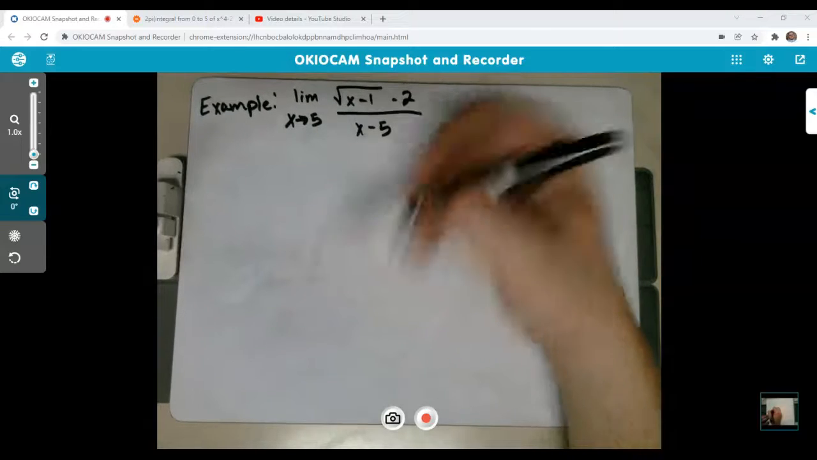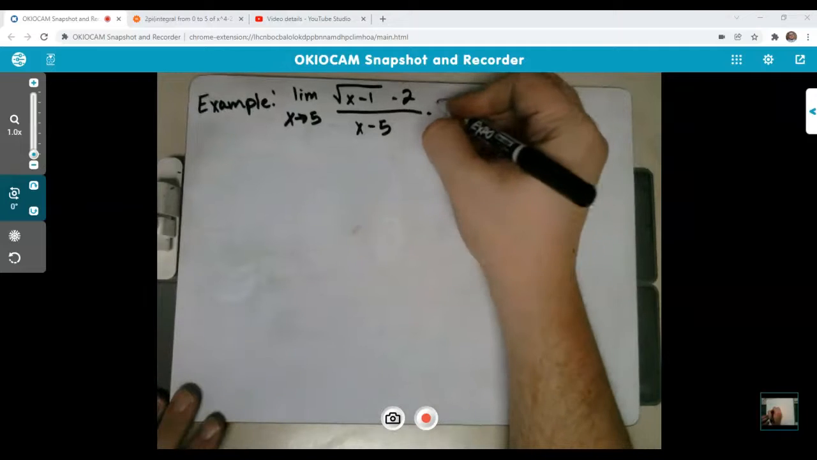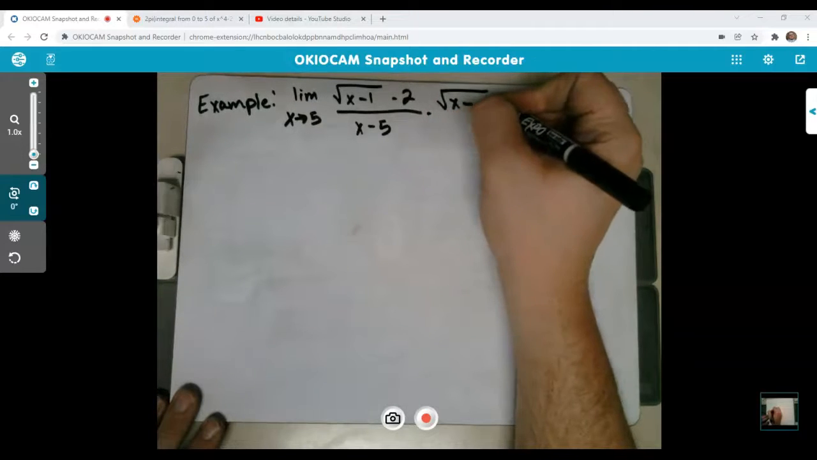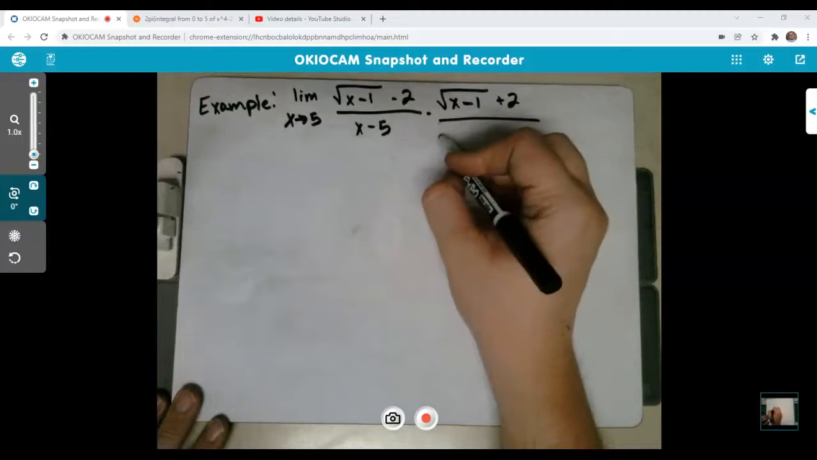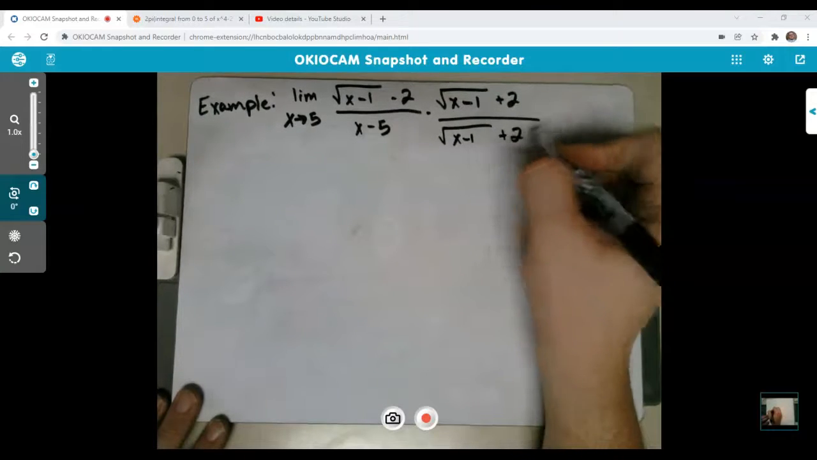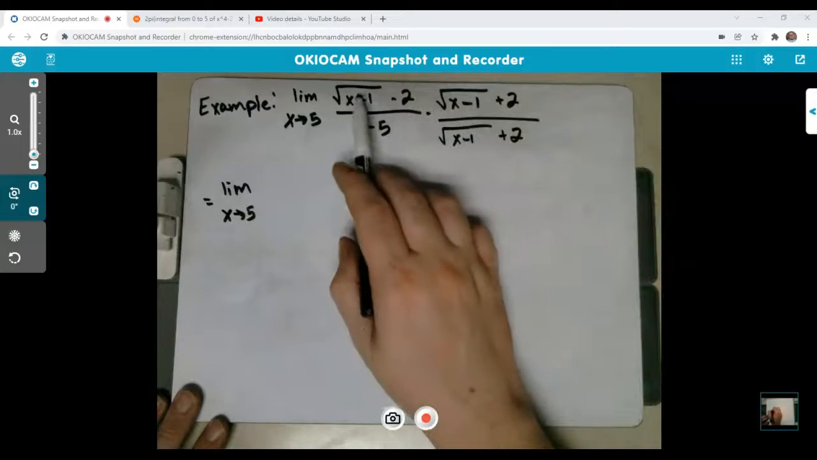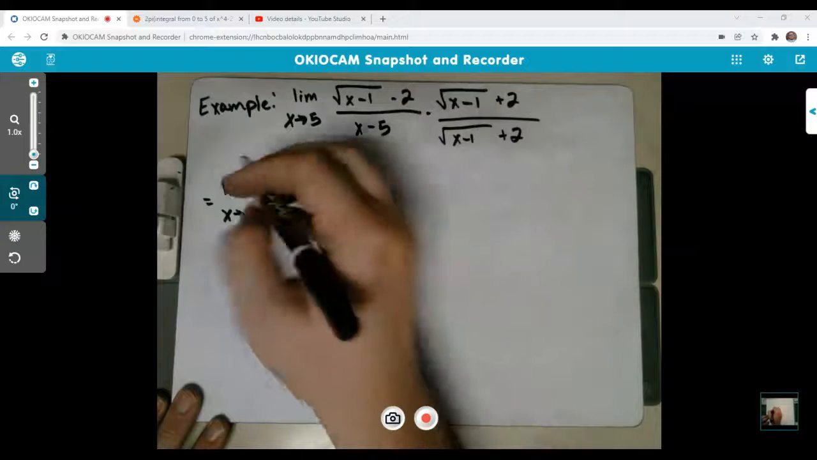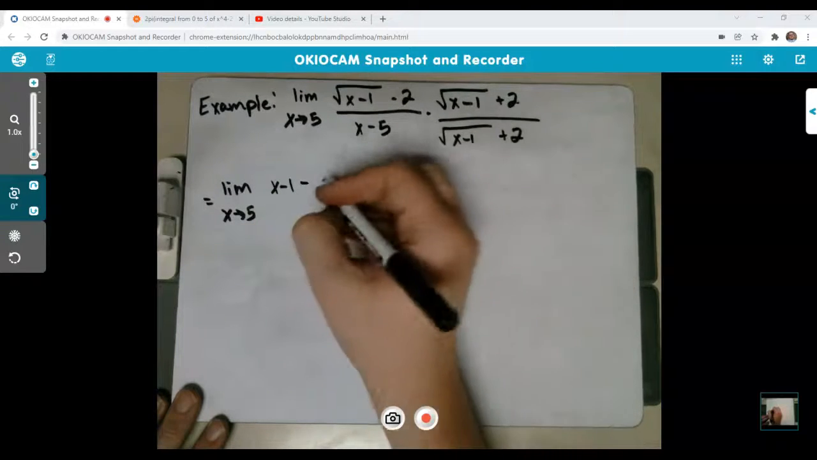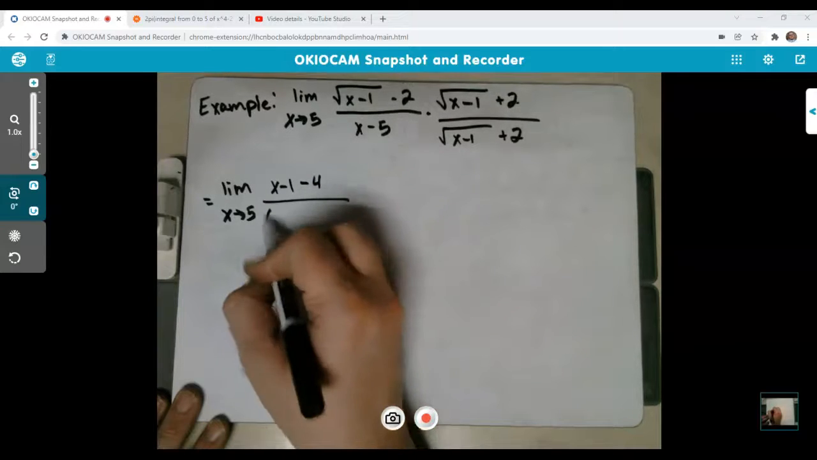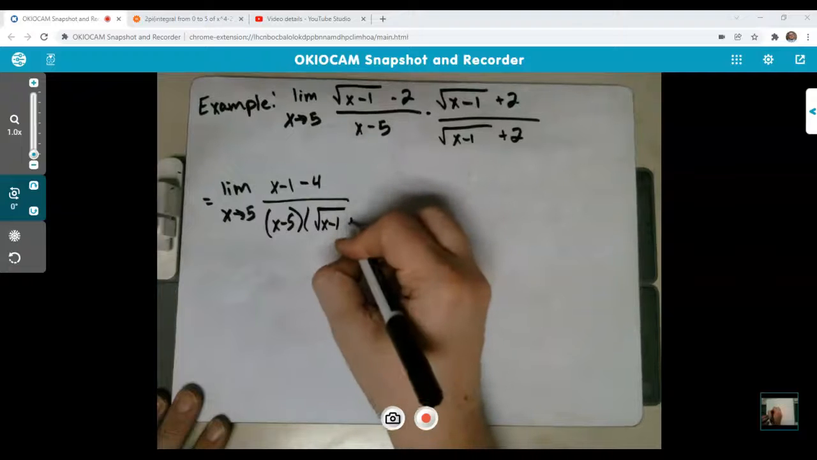Since I see a square root, I can do the same trick as what I did on the last one, right? I can multiply it by the conjugate of that. So square root of x minus 1 plus 2. If I do it on the top, I've got to do it on the bottom as well. So just like we saw on the last one, what happens then is it becomes the square root squared, which would just be x minus 1, minus this 2 squared. 2 squared is 4. All over x minus 5 times the square root of x minus 1 plus 2.